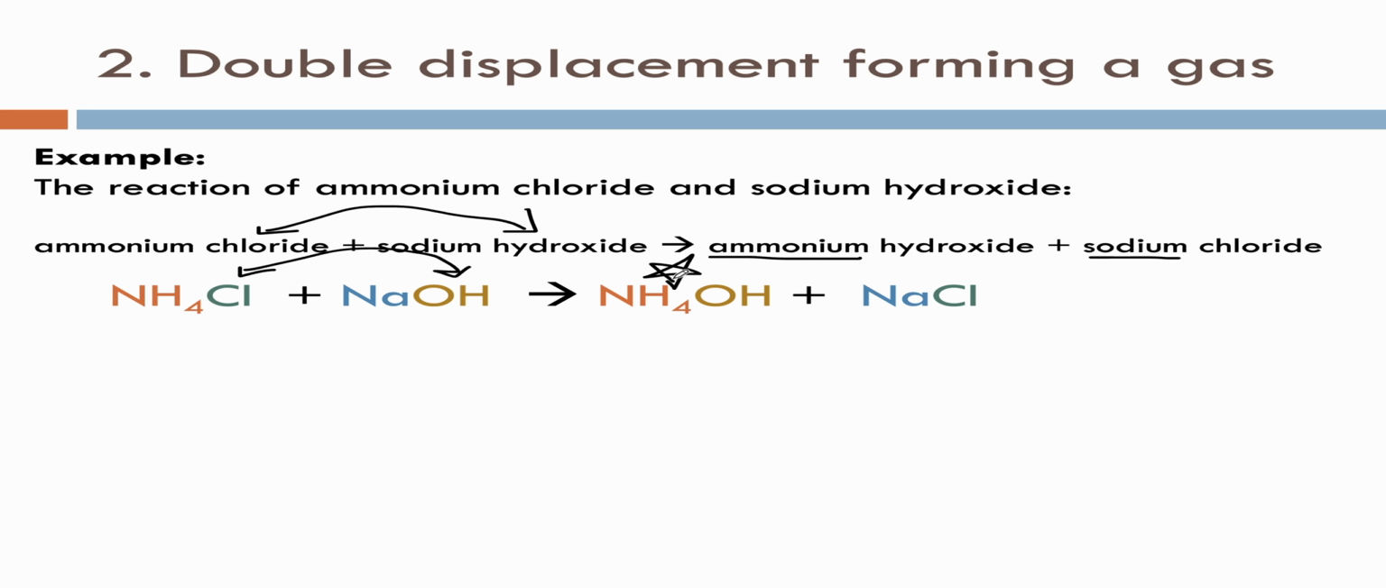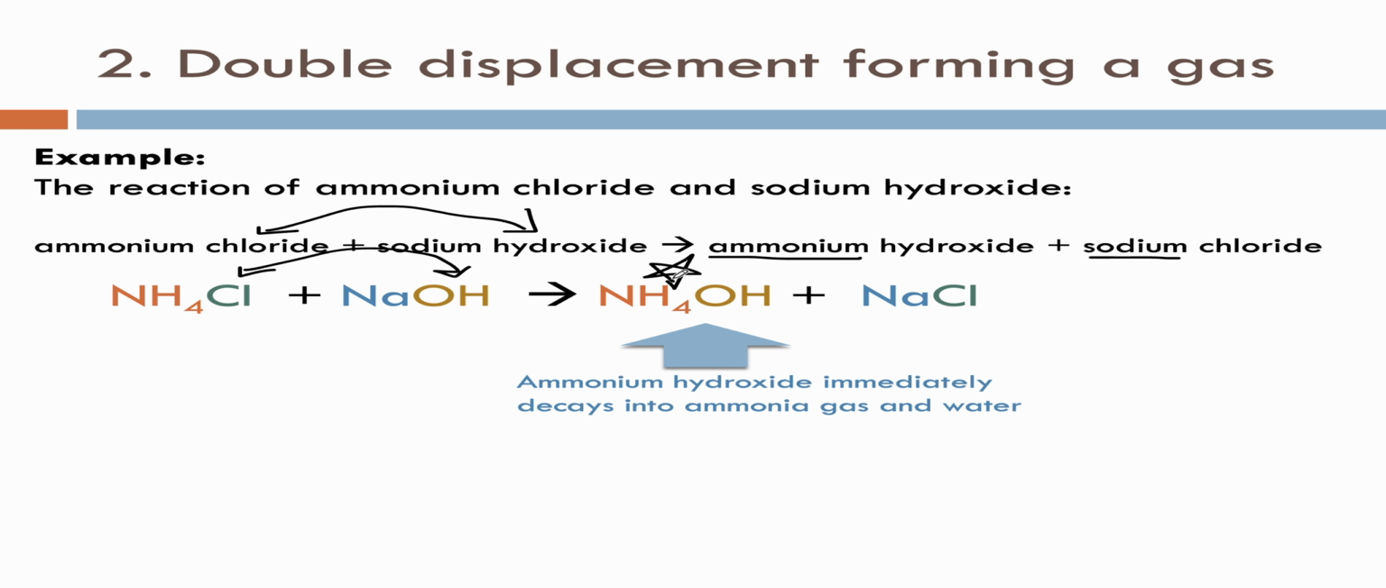Ammonium hydroxide will immediately break down into water and ammonia gas. So watch out for that ammonium hydroxide. It'll split into water and ammonia gas. It would be aqueous otherwise. Ammonium hydroxide is aqueous, sodium chloride is aqueous.